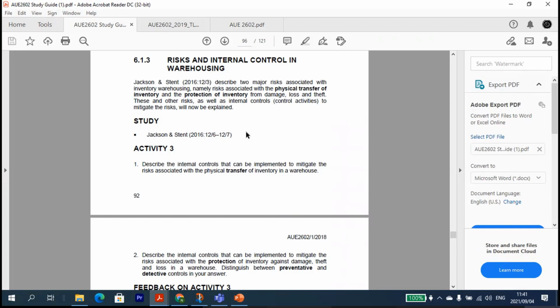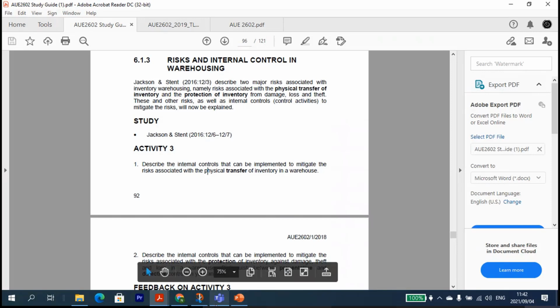So describe, remember guys, it's identify and explain. Can you identify internal controls that we can use to reduce the risk associated with transferring physical inventory within the warehouse? What controls do you think should be in place to address that risk? The risk could be damage, loss, theft. What controls do you guys think a company should have within a warehouse to mitigate that risk?